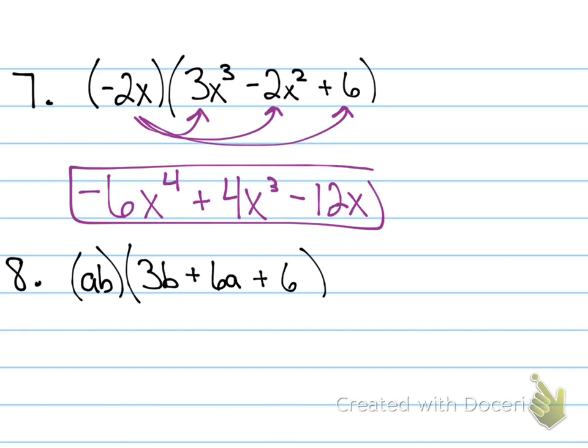So if I have two variables on the outside, multiply by every term inside the parentheses. All right, so did you get 3ab squared plus 6a squared b plus 6ab?